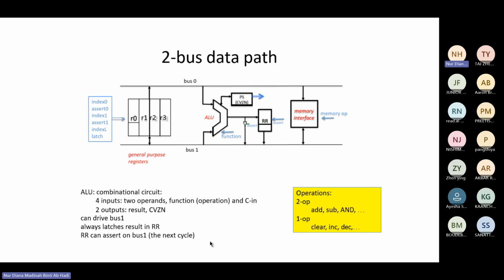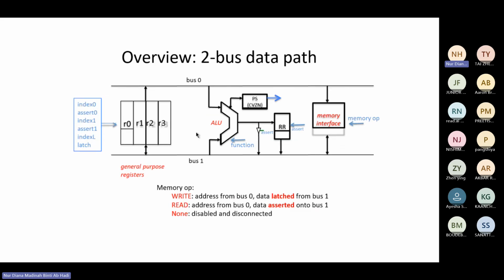Okay, so this one can drive bus 1, always result in RR. What is RR? RR can assert on bus 1 in the next cycle. So this is the overview. Your memory operation can be read, write, or none. You have index 0, assert 0, index 1, assert 1, index L, and latch. You're going to have your general purpose registers, and your bus 0 and bus 1.